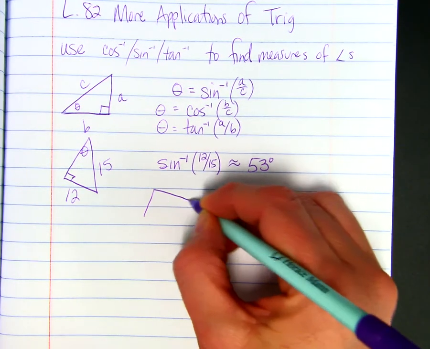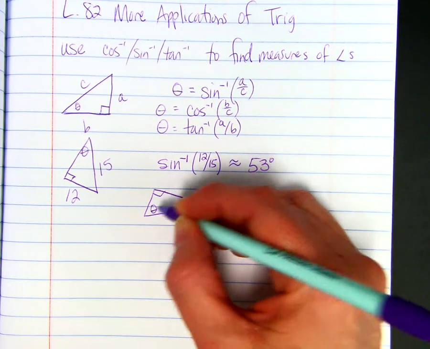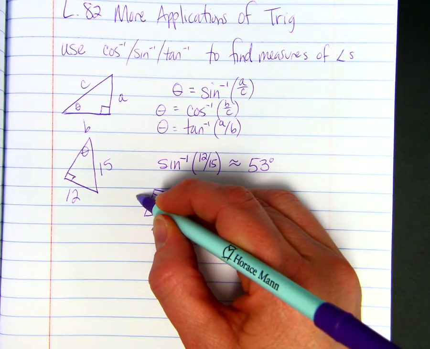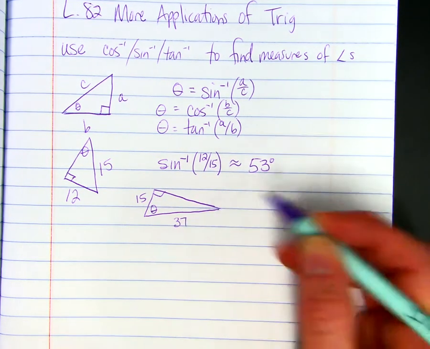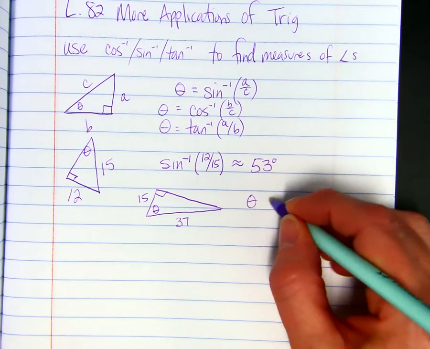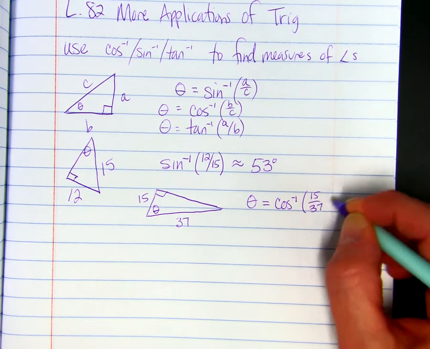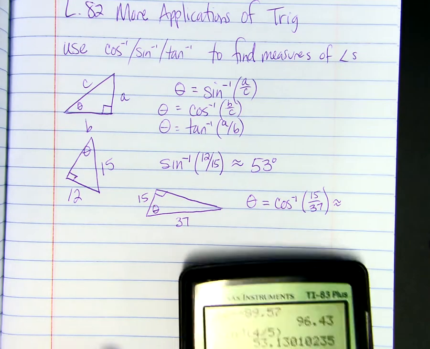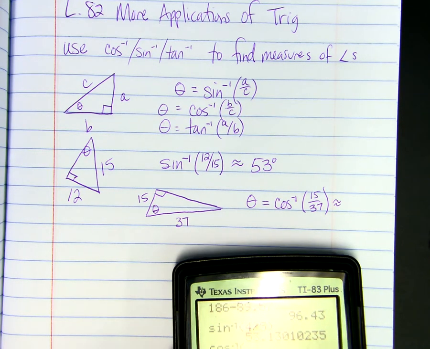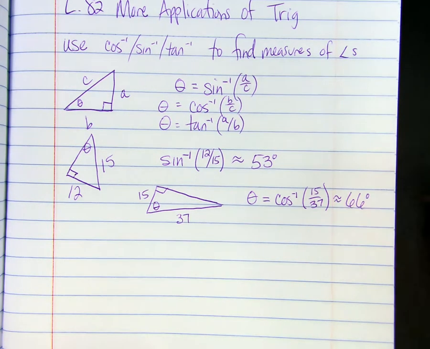One more. Here's a right angle, theta. This one is 15 and that one's 37. We can't use sine because we don't have the opposite, we have the adjacent. So we use cosine. Theta is going to equal cosine inverse of 15 divided by 37. So then we just do cos inverse 15 divided by 37. Approximately 66 degrees. And that's the end of the lesson.